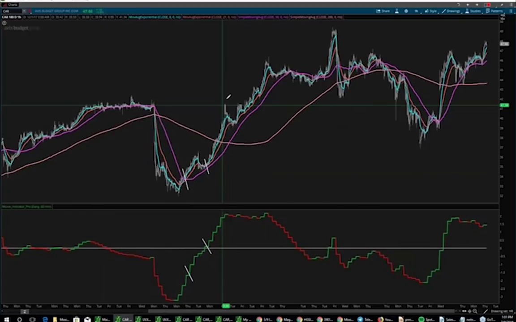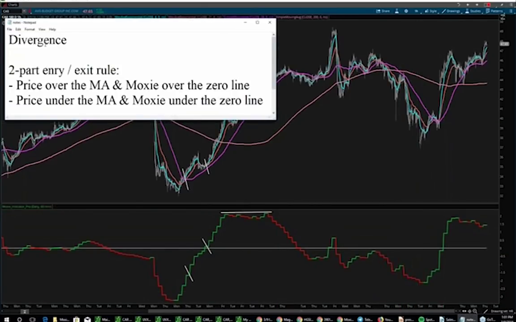Now what are we looking for? Divergence. Look at that. Price keeps going higher. Moxie indicator can't quite do it. Go back to our notes. This is our checklist. We're looking for our divergence. Now we're paying attention.